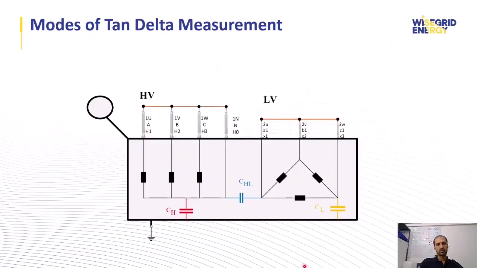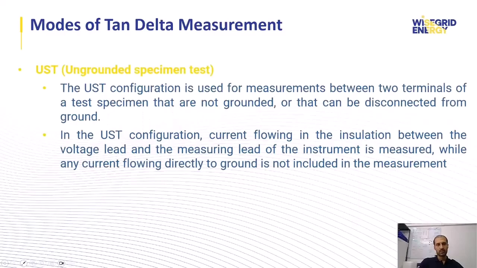There are some modes for measurement of tan delta which test kits support, and we want to discuss these measurement modes. The first mode is called UST, ungrounded specimen test. In the UST mode, we test capacitors that are not connected to ground. In other words, both terminals of the capacitor are available to us, and we can connect the test device directly to terminals of the device.